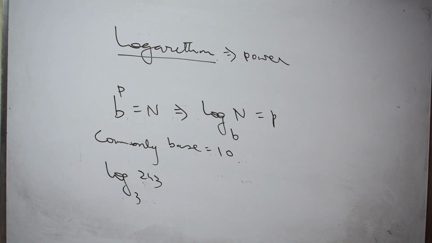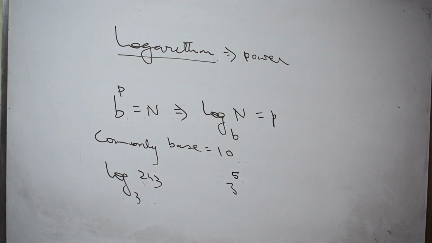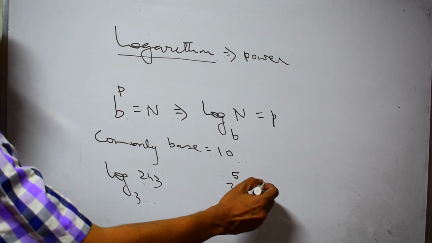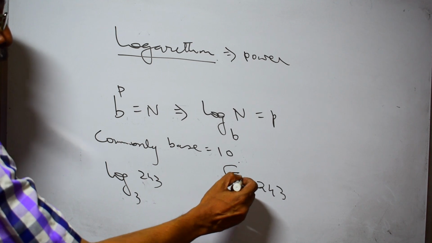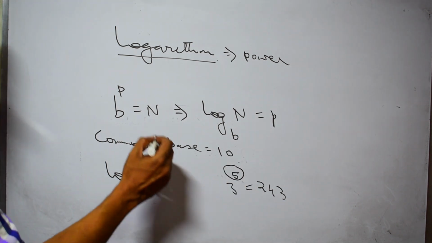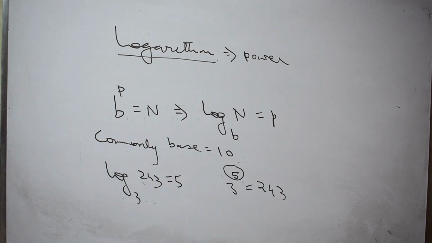We have to think how many times we will multiply 3 to get 243. We will be getting 5 times, because 3 to the power 5 gives you 243. So here we are getting the power as 5. Therefore this power is the answer, and that will be 5. In the case of log, what we have is how many times the base will be multiplied to get the result.